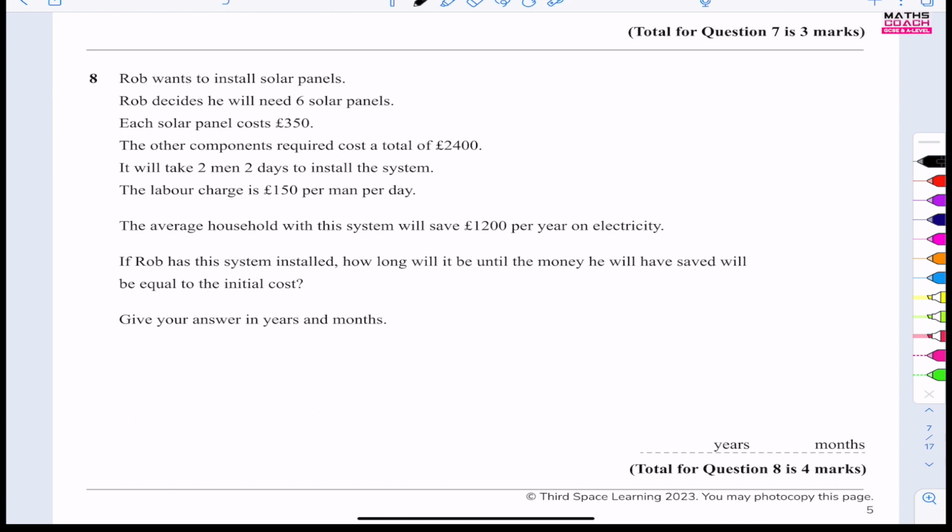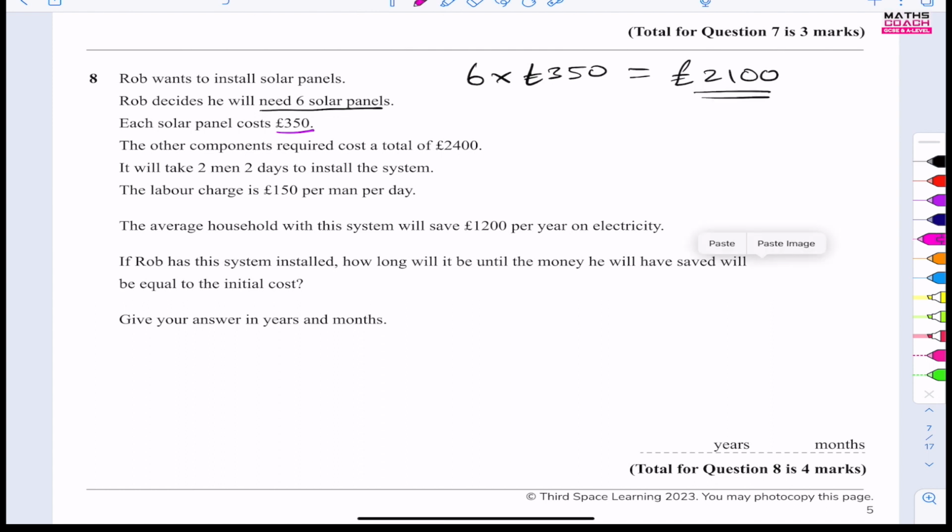All right, so this question is very, very wordy, as you can see. You need to start at the top, start highlighting important bits of information, and translate the sentences, the words, into numbers wherever you can. So let's go ahead and do that. So he needs 6 solar panels. Let's highlight that. Each solar panel costs £350. So let's find out how much the cost will be. So the cost will be 6 times £350. Put that into your calculator. That gives us £2,100. So this is what the cost of that is.